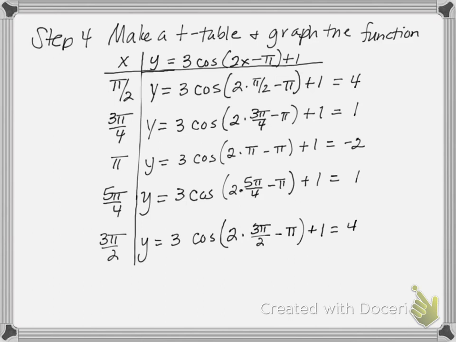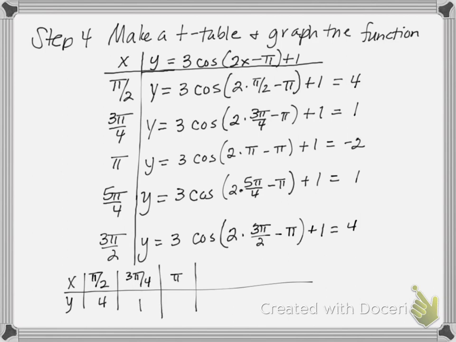All right, so a short t-table would be: at pi over 2, my y value is going to be 4. At 3 pi over 4, my y value is going to be 1. At pi, my y value is negative 2. At 5 pi over 4, my y value is going to be 1. And at 3 pi over 2, my y value is going to be 4.